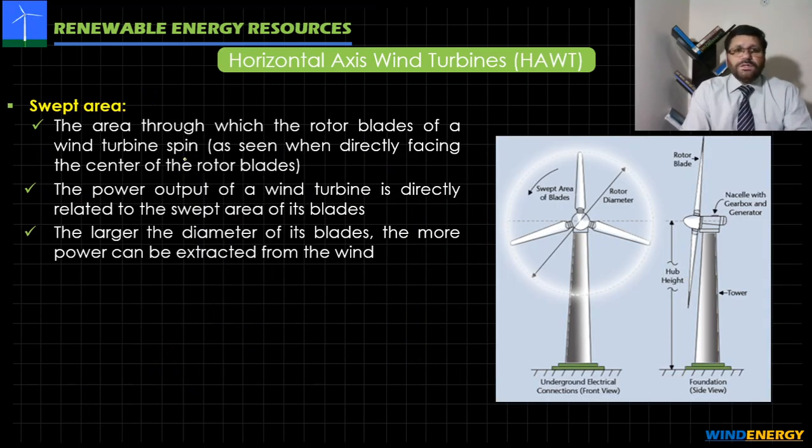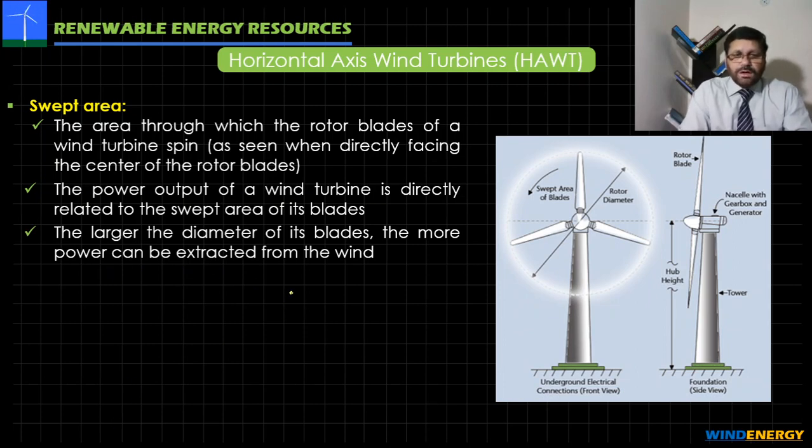Now if we talk of the swept area, it is the area through which the rotor blades of a wind turbine spin, as seen here, when directly facing the center of the rotor blades. The power output of a wind turbine is directly related to the swept area of its blades. The larger the diameter of its blades, the more power can be extracted from the wind turbine.